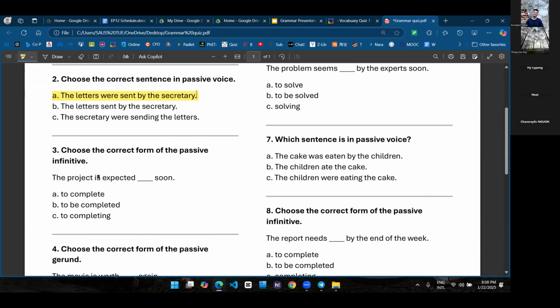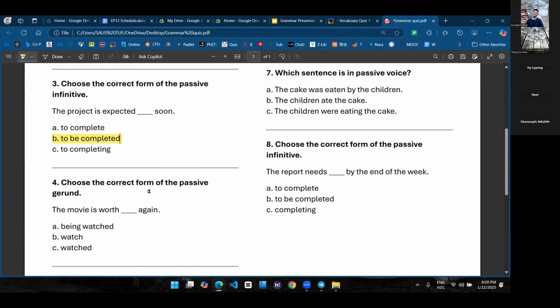Number 3, choose the correct form of passive infinitive. So passive infinitive is to be verb 3, right? So you normally say expect to do something. So that's why we need passive infinitive here. So the right answer is to be completed.